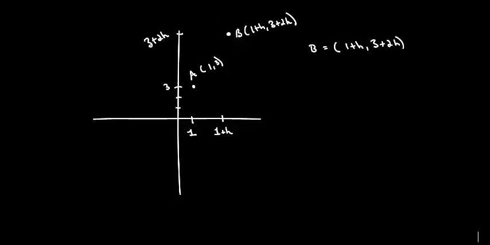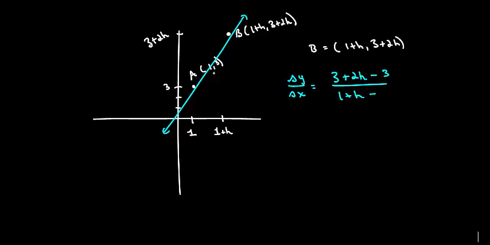Okay, now I want to find the slope between those guys. So let's just go ahead and draw the line in. Oops, we're a little bit below, but that's all right. You get the idea. So there's the line. So the slope of that line is the change in the y values over the change in the x values. Well, the change in the y values is 3 plus 2h minus 3. And then the change in the x values is 1 plus h minus 1.